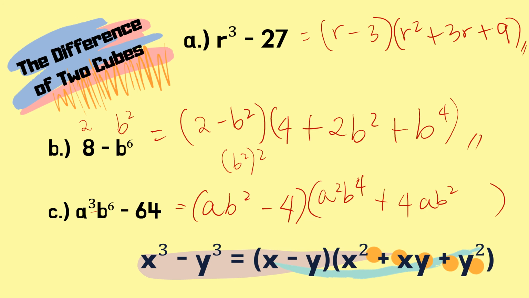Ano, hindi na minus. Plus na to. Plus. And then plus the square of 4. That is 16. Okay? So, that is the final answer or the factored form of the third given difference of two cubes. Okay? So, that's the end of part 3 of factoring polynomials.